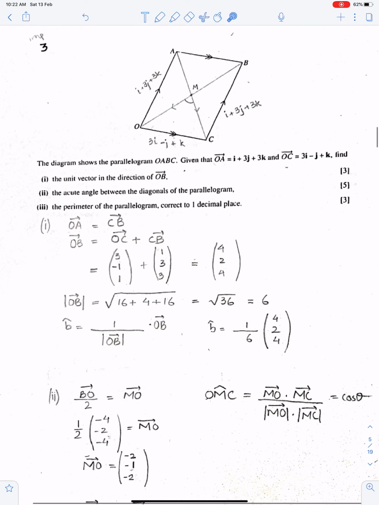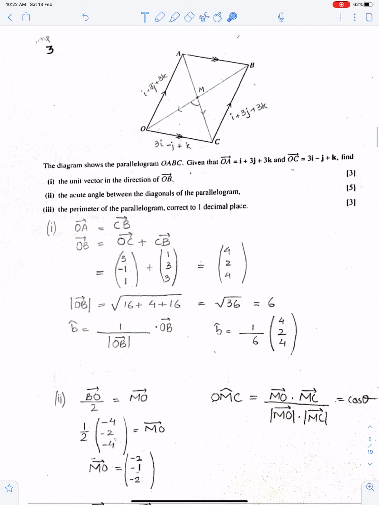Question number 3. The diagram shows the parallelogram OABC. We have OA and OC. Now, since this diagram is a parallelogram, therefore the opposite vectors are equal and parallel. Means opposite vectors are parallel and equal. When you say equal, that means they are parallel and have the same magnitude.